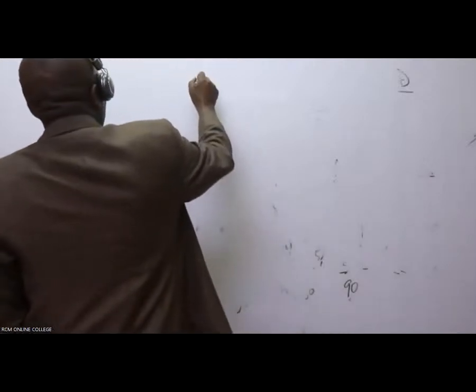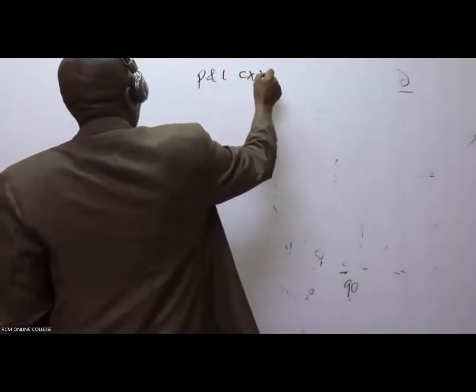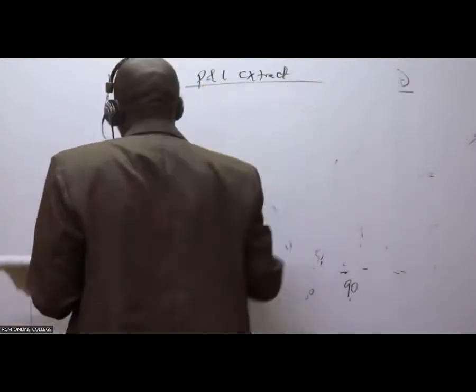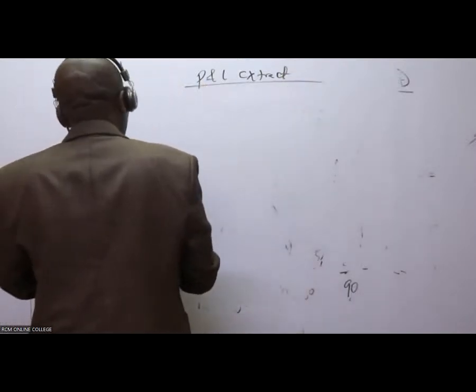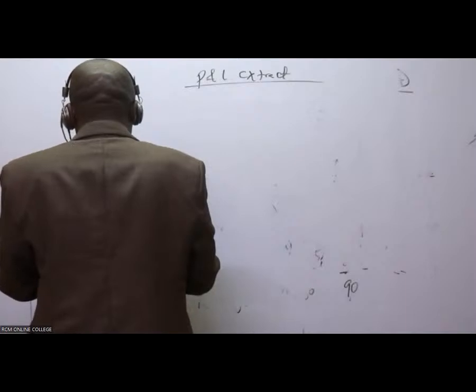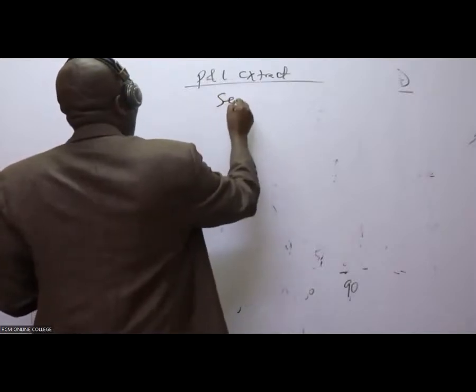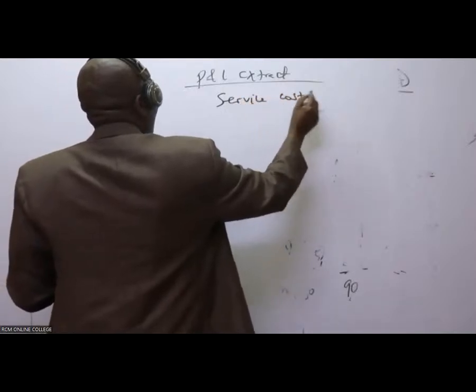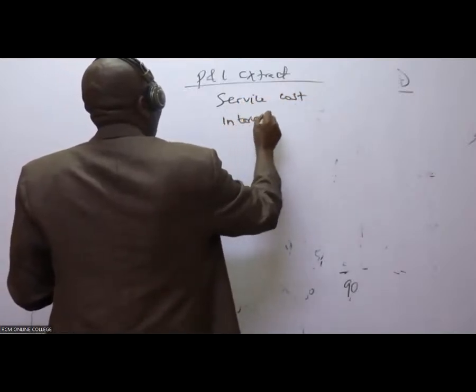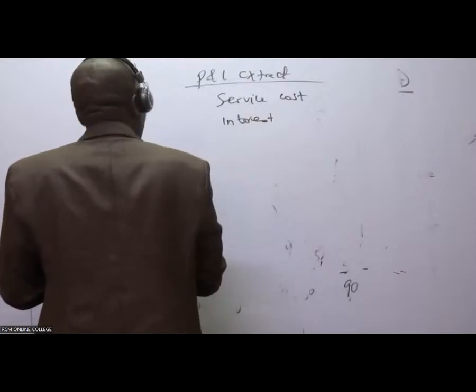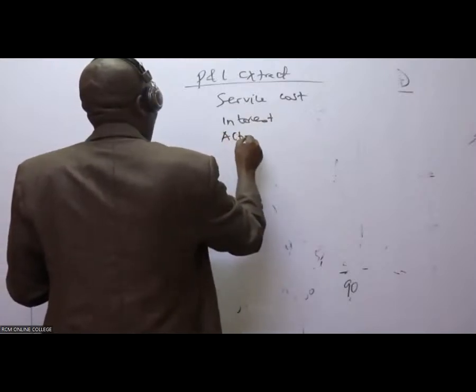So, ladies and gentlemen, let me do the extract. Of course, the balance sheet is very easy. I'll do the P&L extract. I'm trying to explain how I'm doing this. So, P&L extract, what do we need here? In the profit and loss extract, I would need service cost. I would need interest. I would need the actuarial gain.